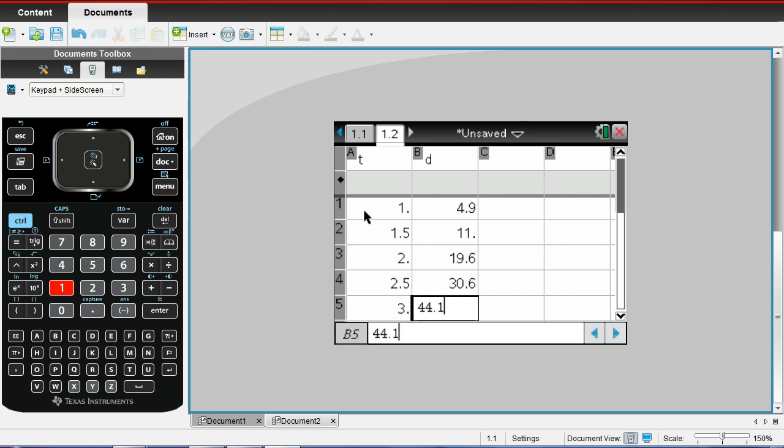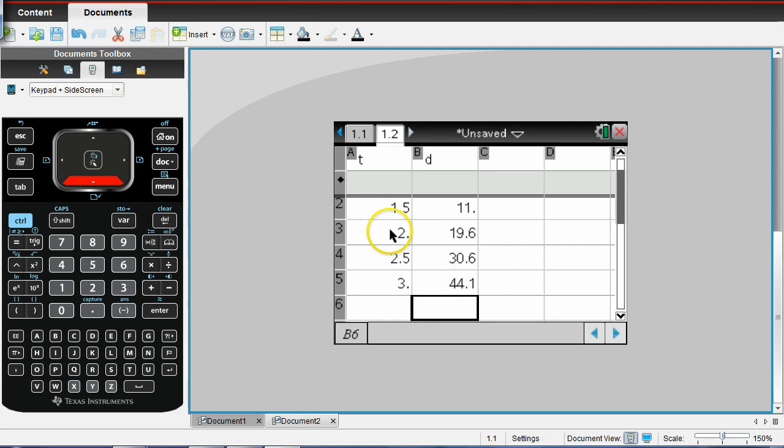Now, something very important in order for us to be able to graph is that when we get done typing this very last number in, we don't leave the cursor in that cell. You want to make sure you hit enter or arrow down, because now that value is actually entered into your calculator. You also want to check and make sure that you didn't miss one.